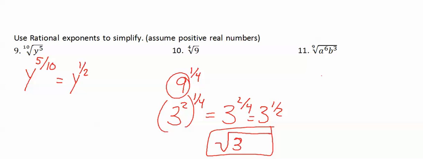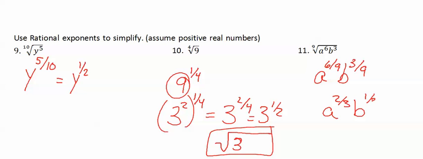Over here, same sort of thing. I'm going to make them rational exponents, 3/9, and then I'm just going to reduce. I get a to the 2/3, b to the 1/3. Now, because these do have the same denominators, you can go back and change it back into radical notation.